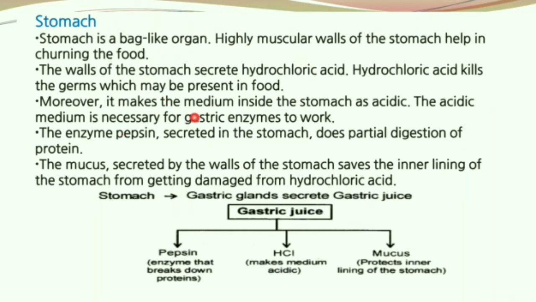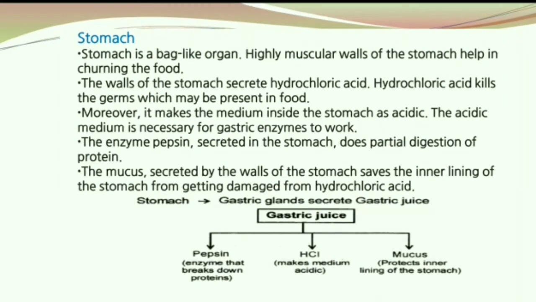Moreover, it makes the medium inside the stomach acidic. The acidic medium is necessary for gastric enzymes to work. The enzyme pepsin secreted in the stomach does partial digestion of protein. The mucus secreted by the walls of the stomach saves the inner lining of the stomach from getting damaged by the hydrochloric acid.